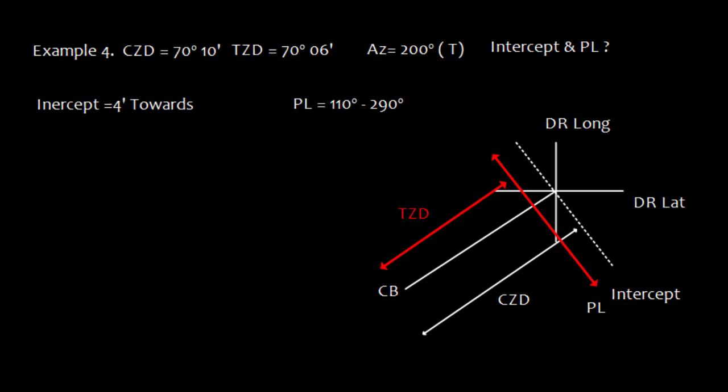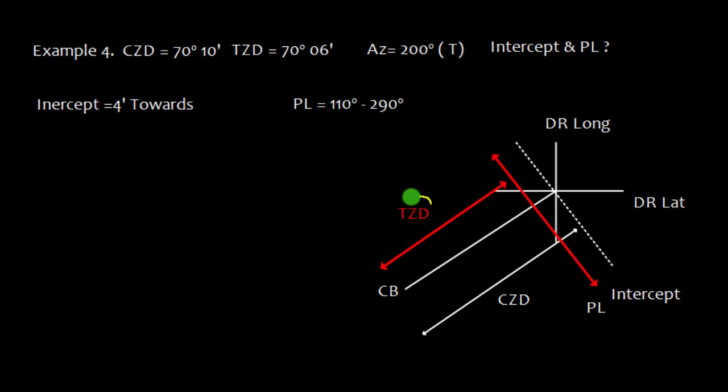Let's move to another example. Here the calculated zenith distance was 70 degree 10 minutes. True zenith distance is 70 degree 6 minutes. The difference of the two is 4 minutes, and it is towards because the true zenith distance is less. Azimuth is 200 degree true, so the position line will be 110 to 290 degree true. And this is the diagram.